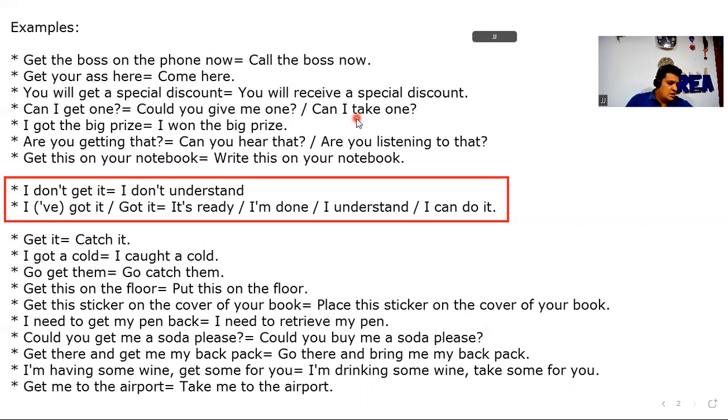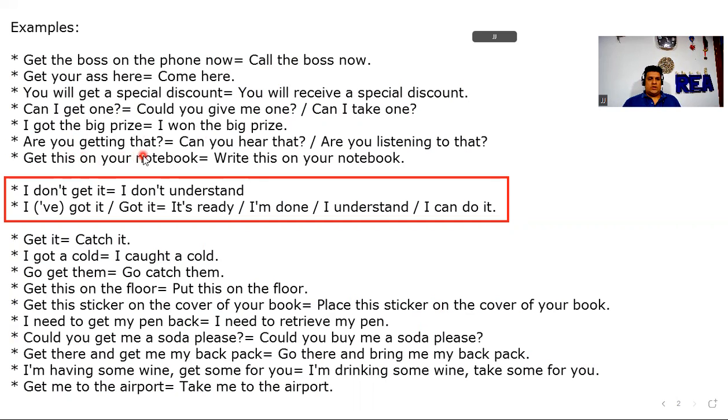All right. Now next, I got the big prize. Imagine you bought a lottery ticket and you won the lottery. So you can say, I got the big prize, or I won the big prize. This is another way to say it. Both mean the same.